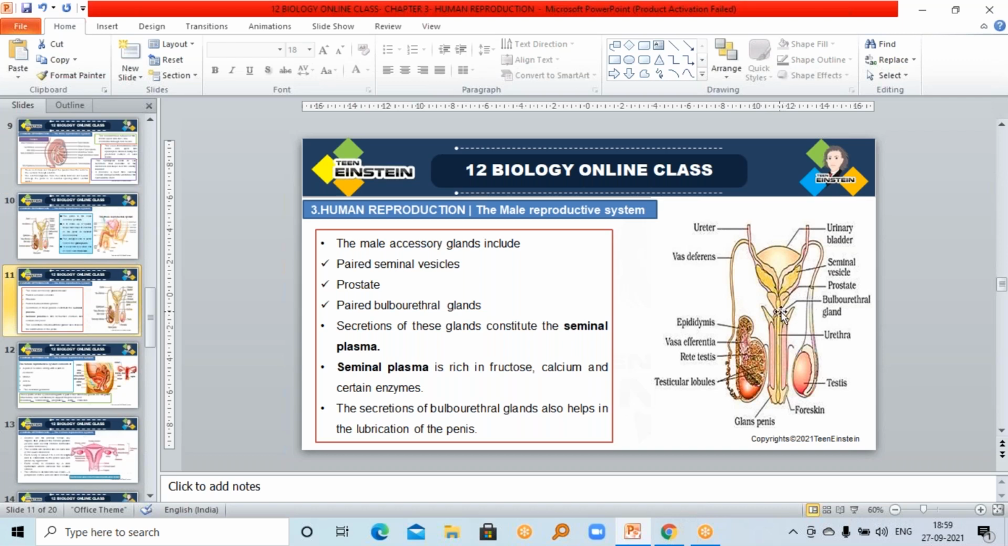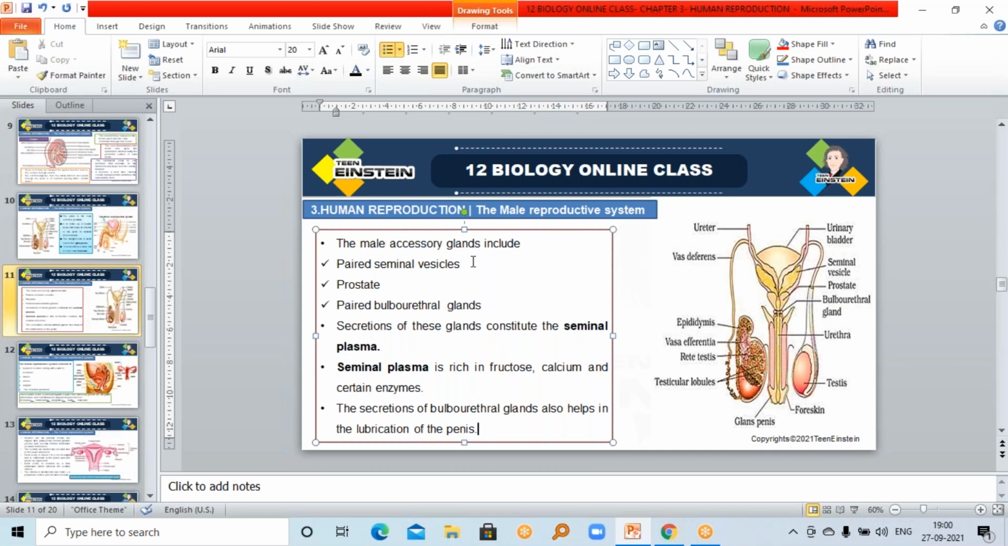You can see here the paired bulbourethral glands, and the secretion of these glands consists of the seminal plasma. Okay, and this seminal plasma is rich in fructose, calcium, and certain enzymes. The secretion of the bulbourethral glands also helps in the lubrication of the penis.